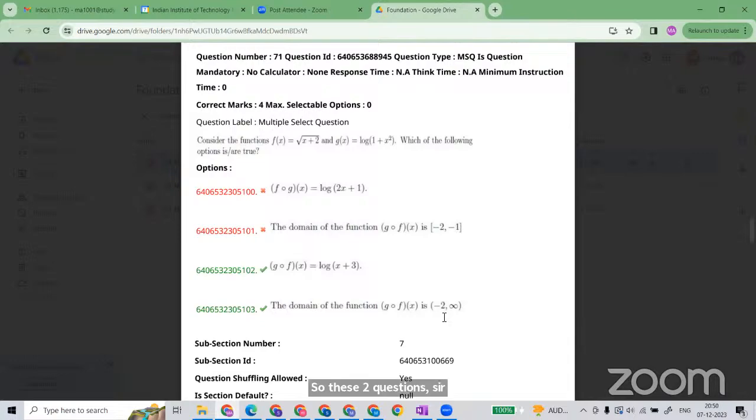Okay. Sir, so basically the correct answer for 71 should be just g of x equal to log of x plus 3. Yes, that is correct. Only one option should be correct. Yes, the rest of the three are incorrect actually.